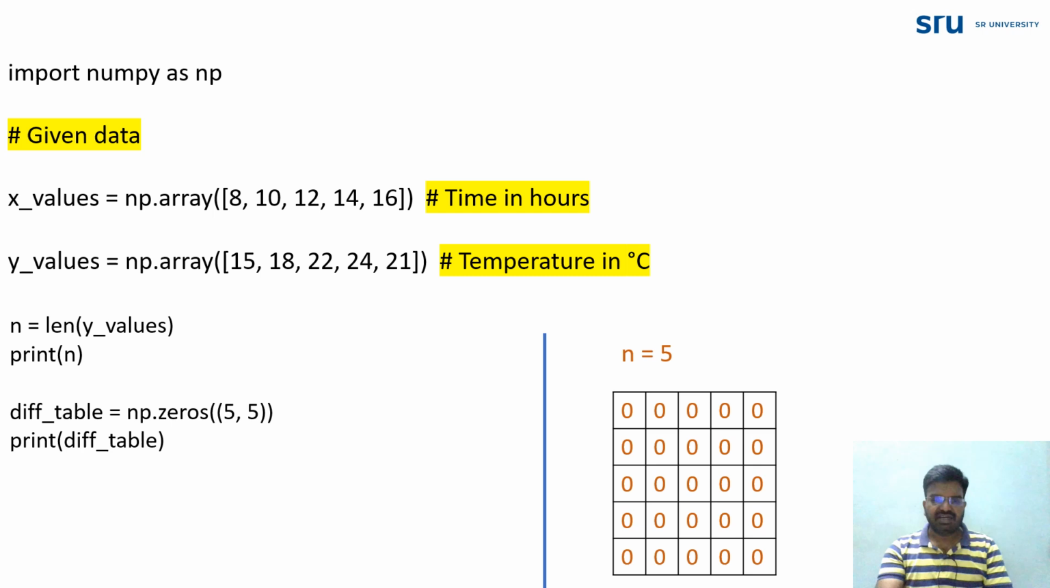To generate the difference table, first I'm initiating one table with all zeros. Using the NumPy library, I'm generating a table with 5 rows and 5 columns with all zeros. And I'm saving the table with the name difference table. You can verify the table using the print function, print of difference table, and you can see output like this. Next, I replace all these zeros with differences.